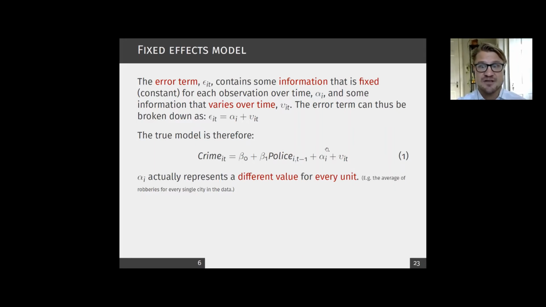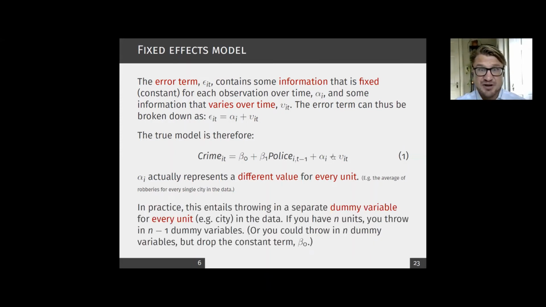And so you substitute in these two components of the error term. What this alpha I actually represents in practice in this model is a different value for every single unit. In this case, it would be the average crime rate over time for every single city, so it is the average crime rate for every single city across all the different time periods. And the other error term is just this, which changes over time, of the crime rate.